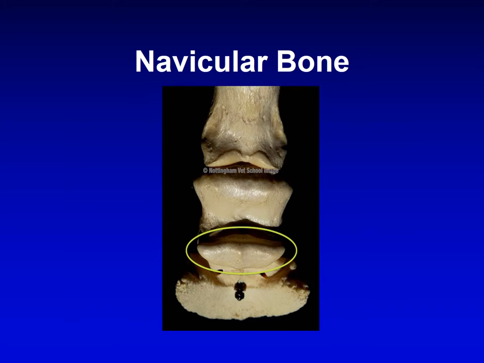One of the most important components of this coffin joint is the navicular bone, the distal sesamoid bone. Why? Because we will talk about navicular disease and navicular bursitis pretty soon. So the distal sesamoid bone, or the navicular bone, is basically part of the articulation of the coffin joint between P2 and P3, the coffin bone.